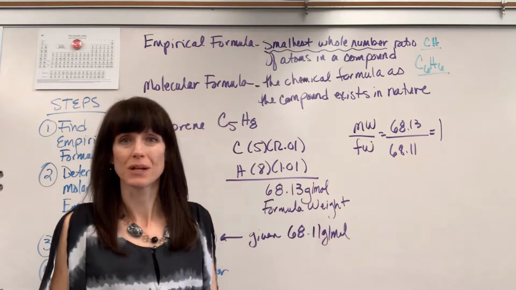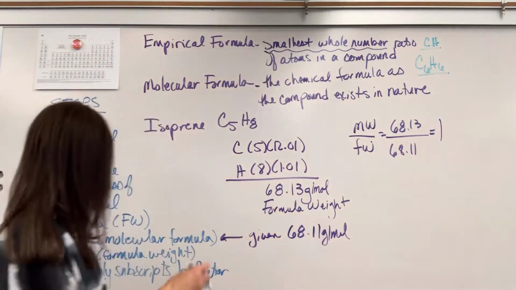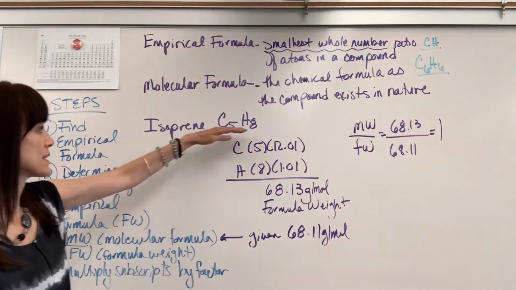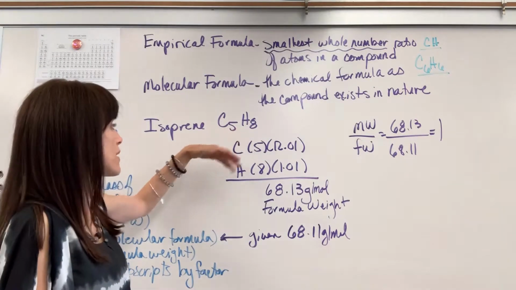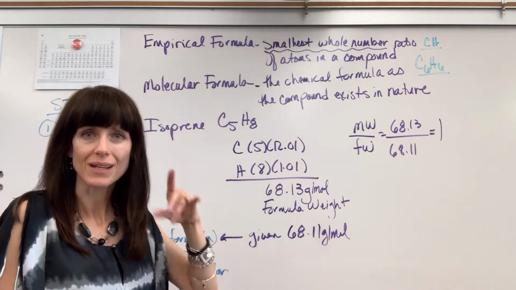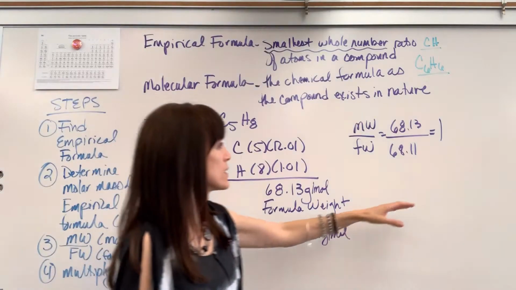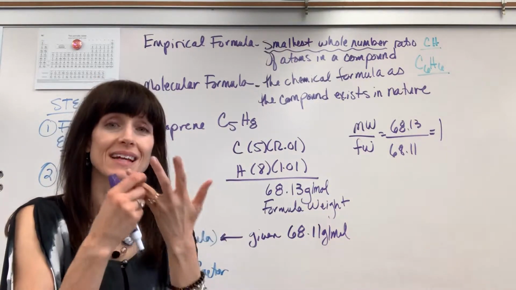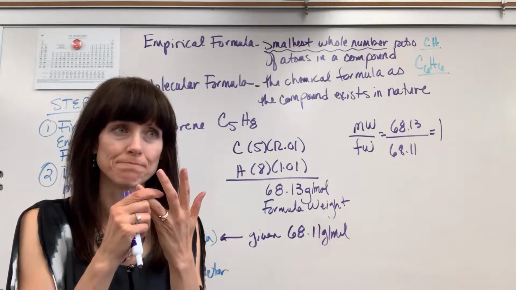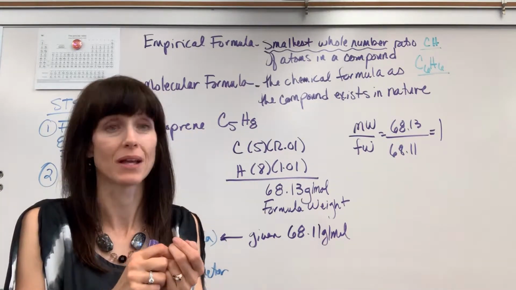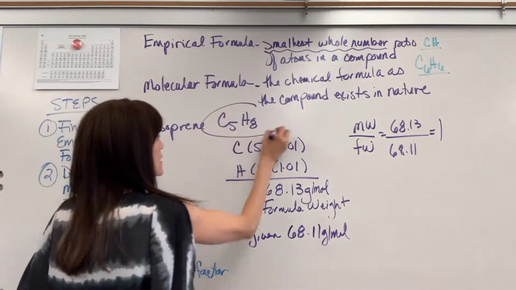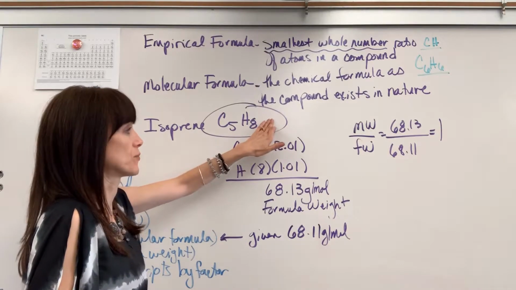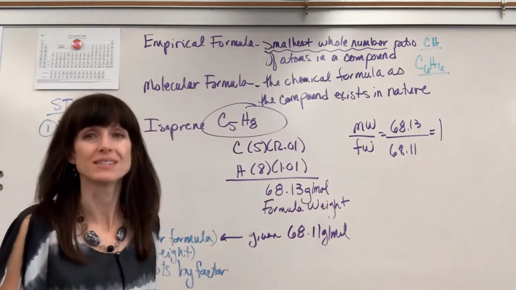This is a special situation. Notice the last step: multiply the subscripts by the factor. So if I take the subscripts of isoprene and multiply by a factor of 1, the molecular formula is the same. If you ever get a factor of 1, it simply means that the molecular formula is identical to the empirical formula. So we're done. This right here is both the empirical formula and the molecular formula. When I multiply by that factor of 1, it's the same thing.